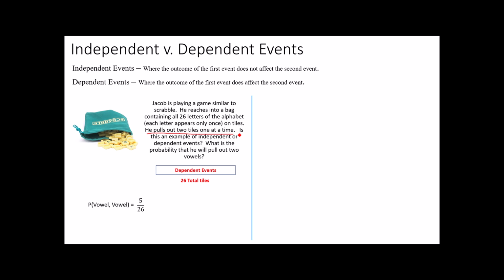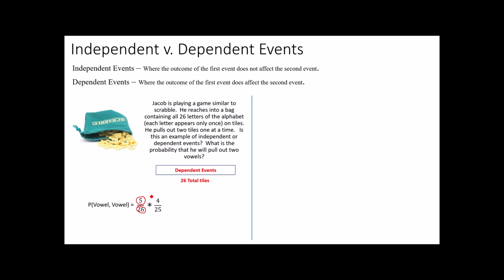But when he goes to do his second draw, the number of vowels has changed. He drew out a vowel here, meaning there are less vowels to draw out here. Instead of having 5 vowels, there are now only 4 vowels. There's 4 vowels, and there are no longer 26 letters altogether. There are now only 25 letters.